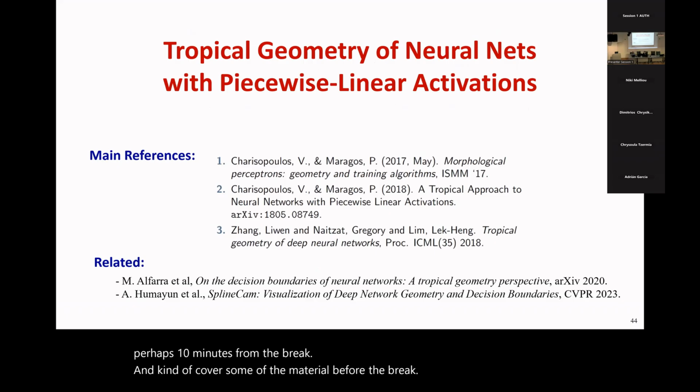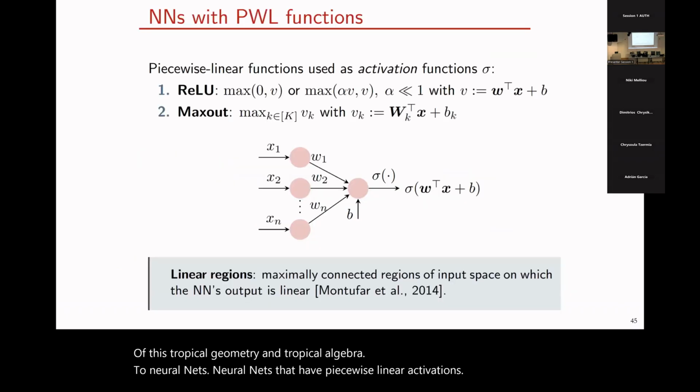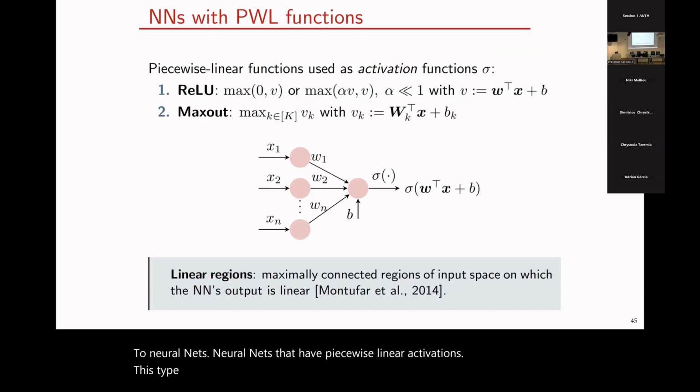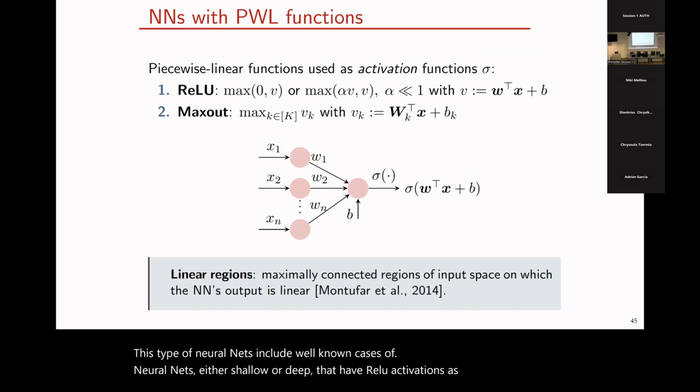So I will start out with the first application area of this tropical geometry and tropical algebra to neural nets. Neural nets that have piecewise linear activations. Well, this type of neural nets include well-known cases of neural nets, either shallow or deep, that have ReLU activations, as well as neural nets that have max-out neurons.